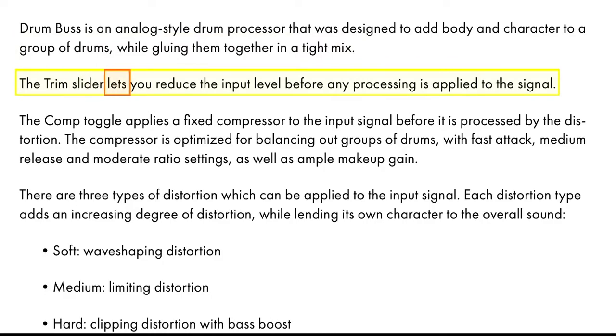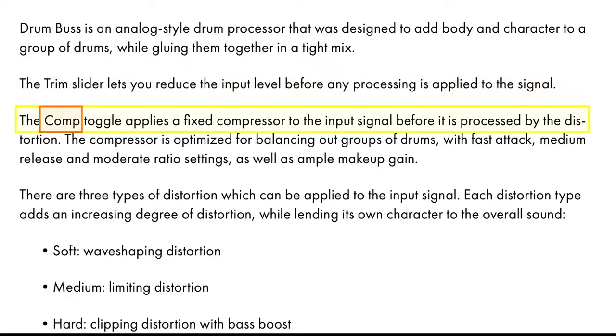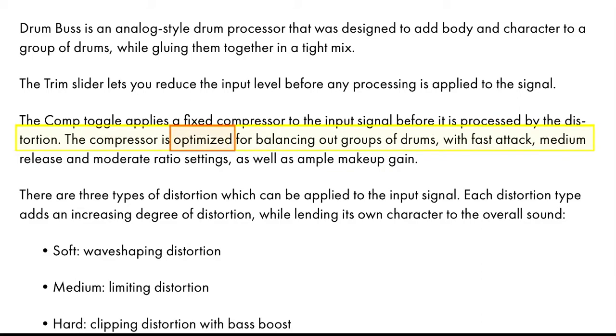The trim slider lets you reduce the input level before any processing is applied to the signal. The comp toggle applies a fixed compressor to the input signal before it is processed by the distortion. The compressor is optimized for balancing out groups of drums, with fast attack, medium release and moderate ratio settings, as well as ample make-up gain.